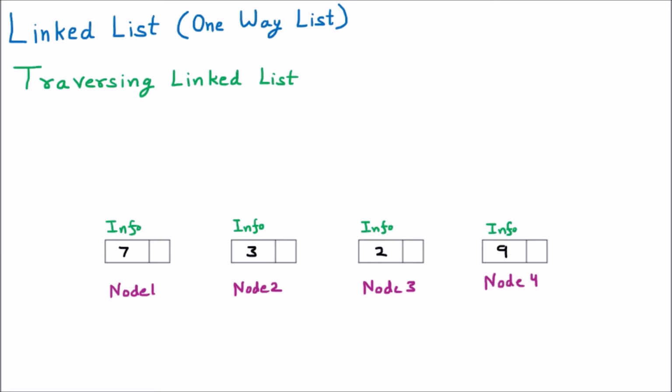Then afterward we have the link part. Every node contains the link part. This link part contains the address of the next node. So here it contains the address of the next node, which has the value 2. Node 3 contains the address of the next node, and the fourth node is the last node, that's why it is pointing to null. Null means there is no further node available, this is the last node.